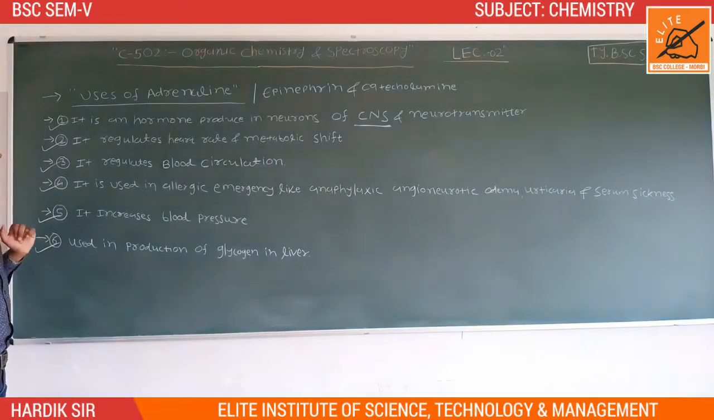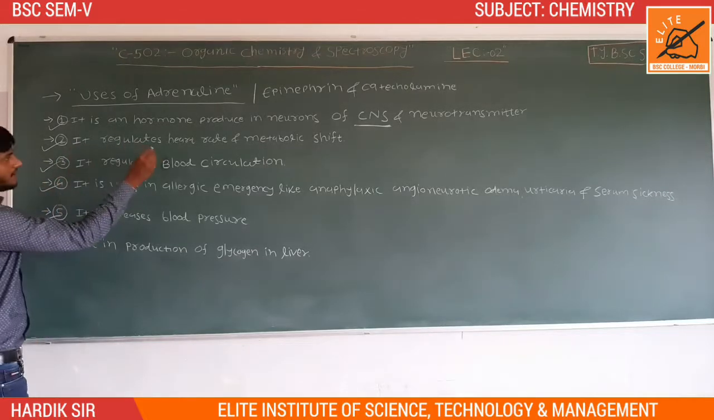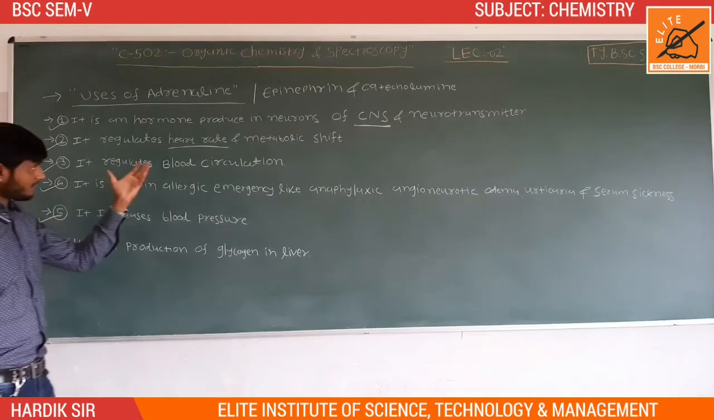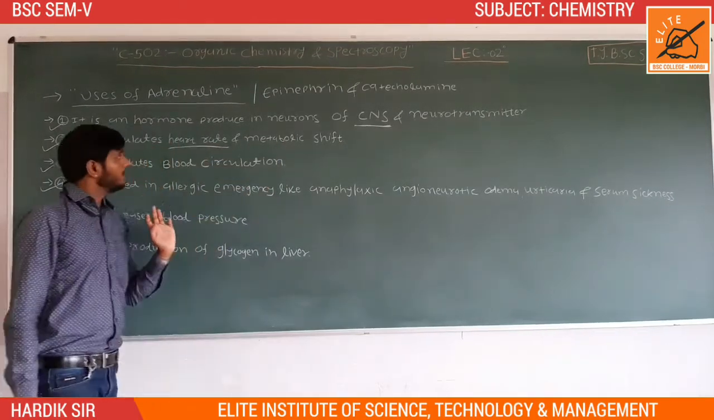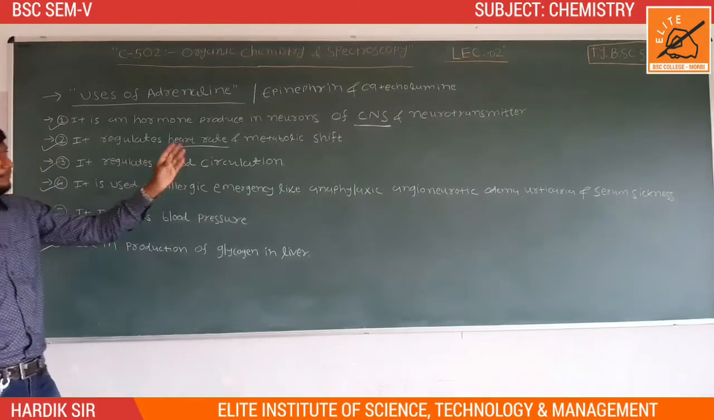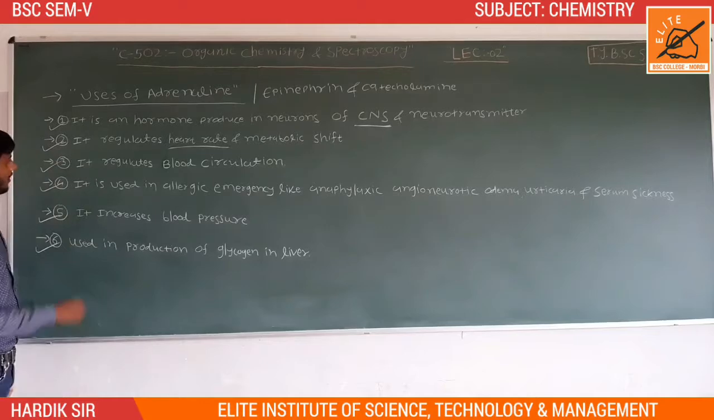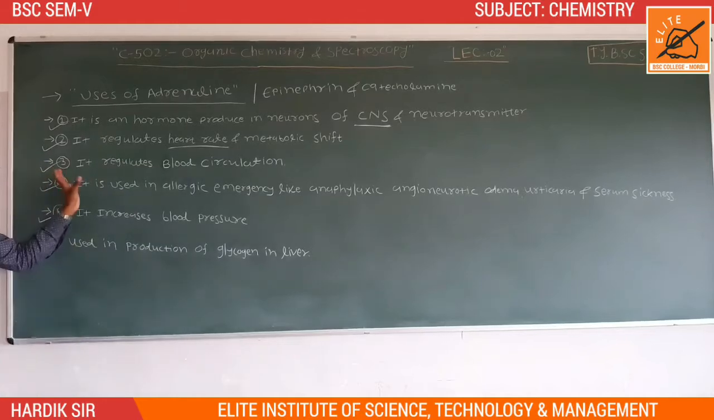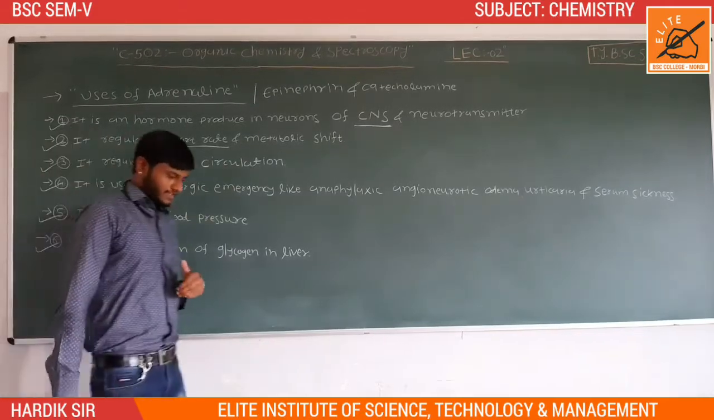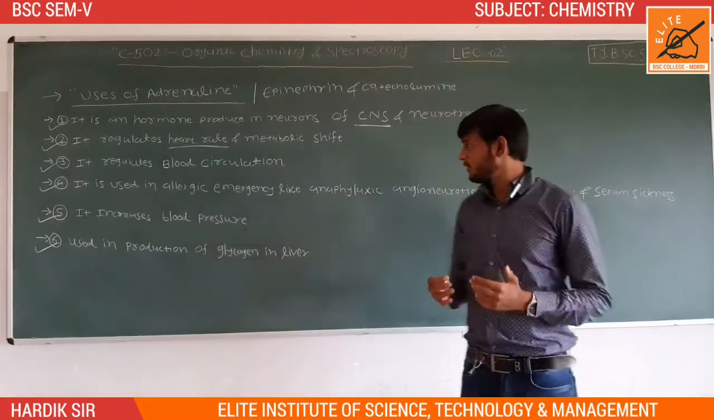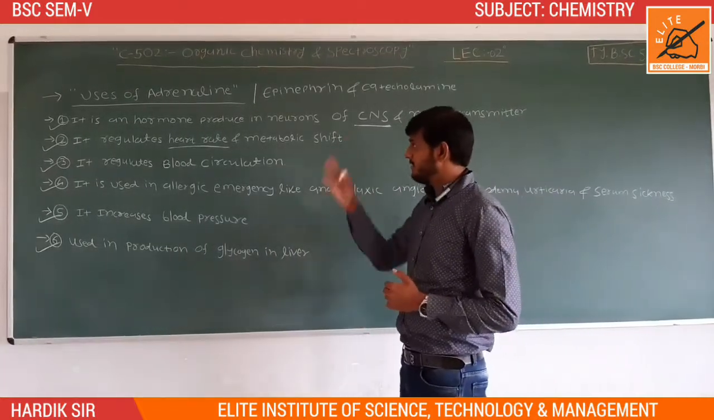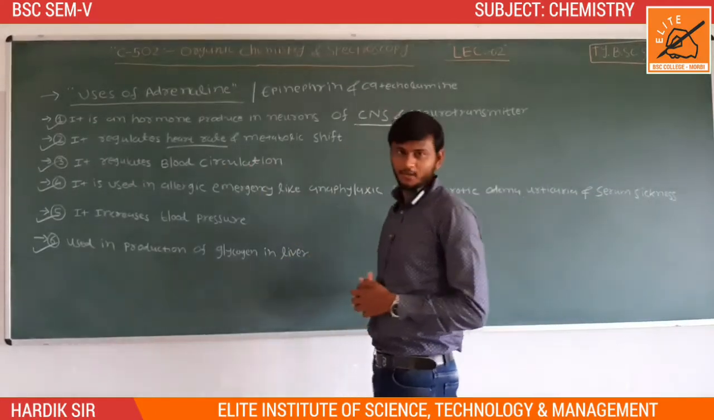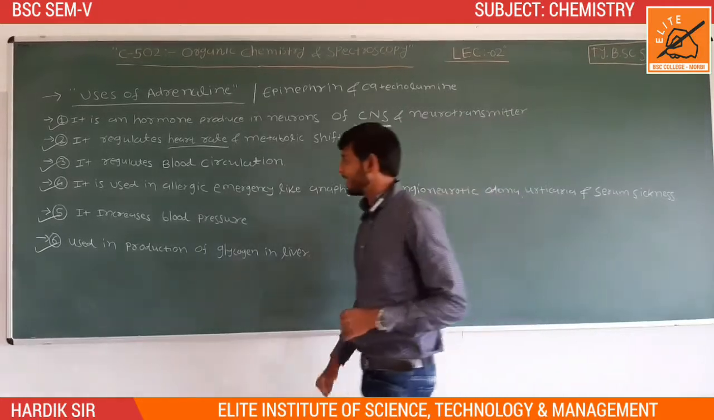Now the second use of adrenaline: it regulates the heart rate, and also metabolic shift. Our heart rate is regulated with this drug. Now the third use of adrenaline: it regulates blood circulation. Sometimes our body's blood circulation is not proper, then we use the drug adrenaline, and adrenaline regulates the blood circulation of our body system.